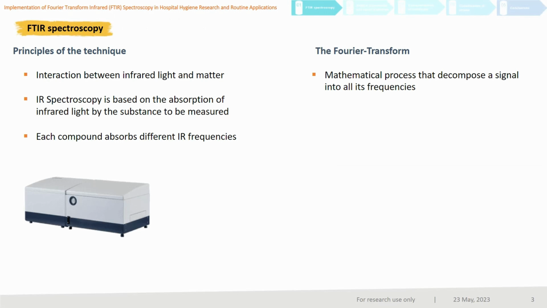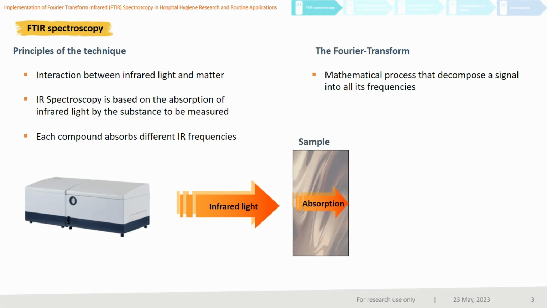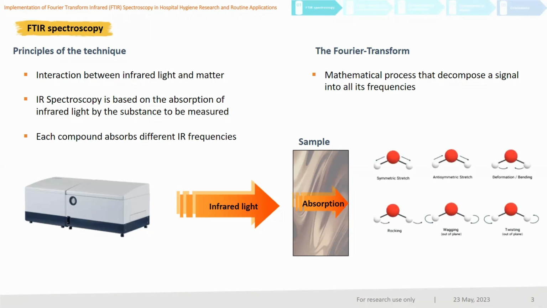To introduce this technique, it's essential to understand that it is based on the interaction between infrared light and matter. When we irradiate a sample, it absorbs the infrared light, and the frequencies of the absorbed light vary depending on the compounds present. How does it vary? Because the molecular bonds of the compound absorb the infrared light at different frequencies, and it generates vibrations. The Fourier transform is the mathematical process that decomposes a signal into all its frequencies, enabling a better visualization and analysis of the data.